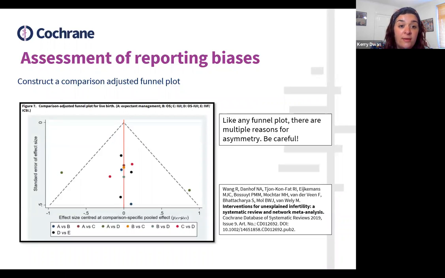Another method is the construction of a comparison-adjusted funnel plot. So some of you may be used to seeing these in standard intervention reviews, and this is very similar. It's just that it has the different comparisons color-coded on the plot as well. But like other funnel plots, there are multiple reasons for asymmetry, not just publication bias or small study effects. So just be cautious in the interpretation.